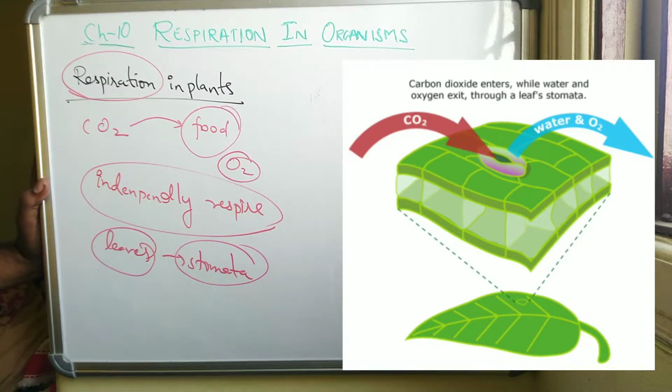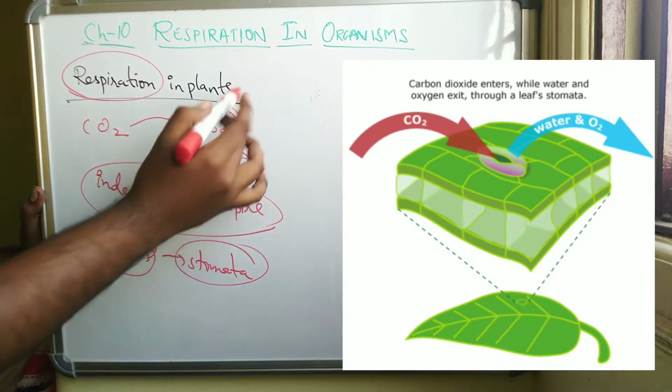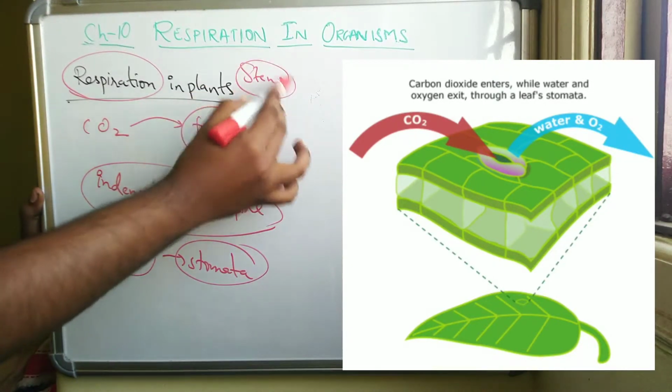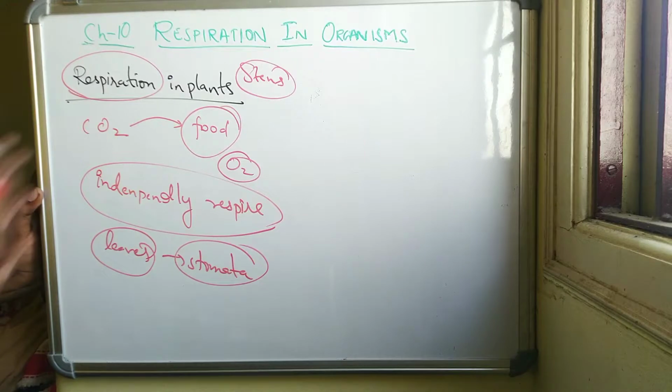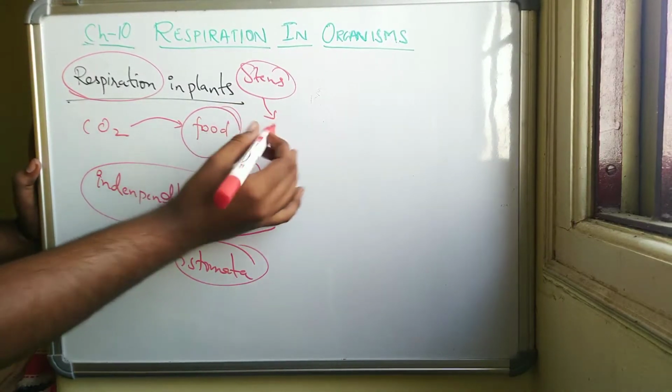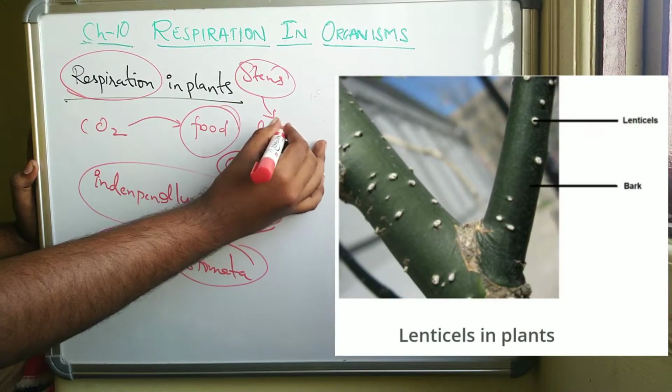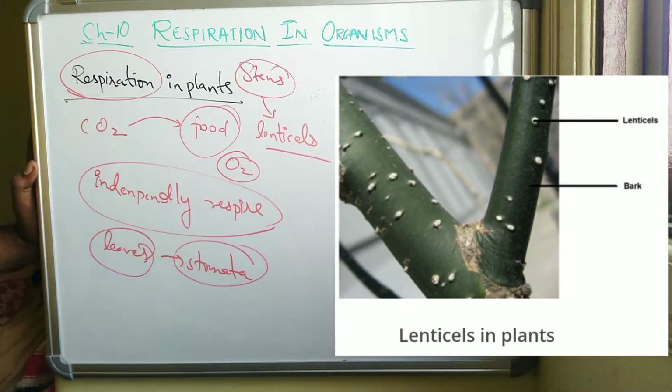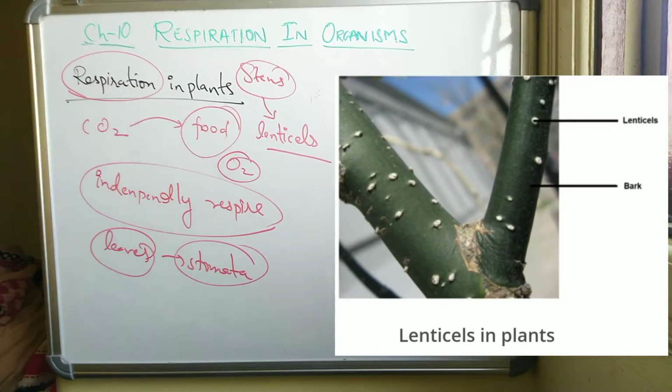Now, one more thing is that we have seen woody stems. Stems of the plants also respire. Now, how do they do that? This is because they have a special tissue called lenticels, which is there on the stem. So they also allow the exchange of gases.